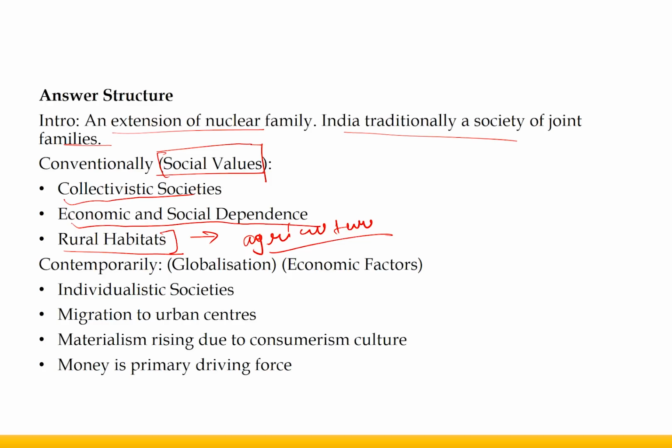However, contemporarily, India has been facing the wave of globalization ever since India opened its borders in 1991. Globalization has not only affected the economy of the country, it has also affected the society of the country, and in society, it has majorly affected the families of the country. Now, globalization is indirectly the economic factors. How is contemporarily the joint family a product of economic factors?